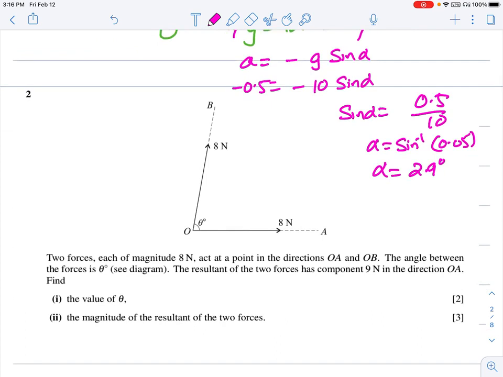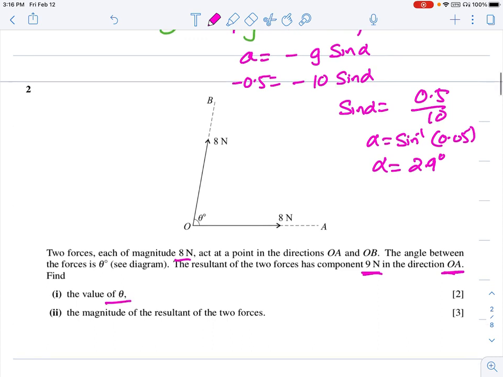Now the second one. Two forces of equal magnitude 8 newtons act on a point, along OA and OB. The angle between them is theta. The resultant of the two forces is 9 in the direction of OA. Find the value of theta.